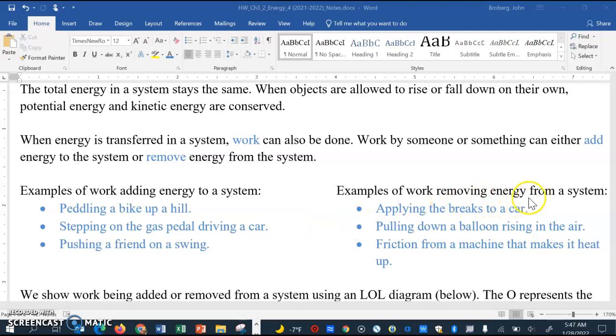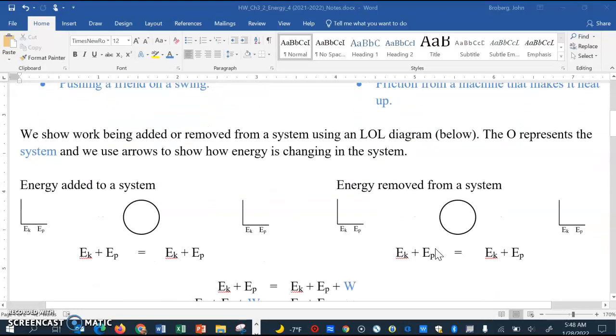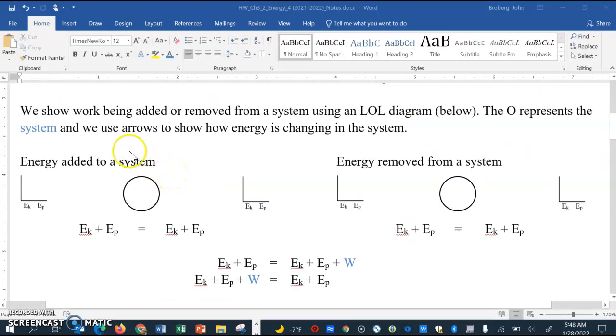When we remove energy from the system, it could be things like applying the brakes on a car, where you slow down, or pulling a balloon that's rising in the air and pulling it down, giving it less potential energy, or friction from a machine that takes energy away in the form of heat. And so we've seen examples of that in the labs that we've done, where the energy that we put into a machine is not always the same as the energy that we get out of the machine. And that's why.